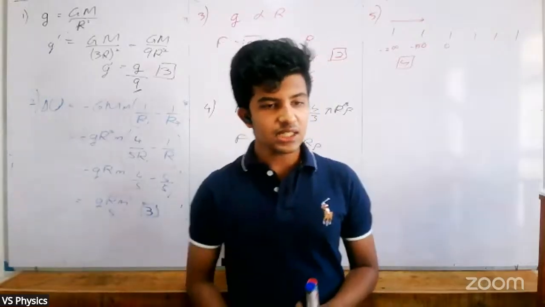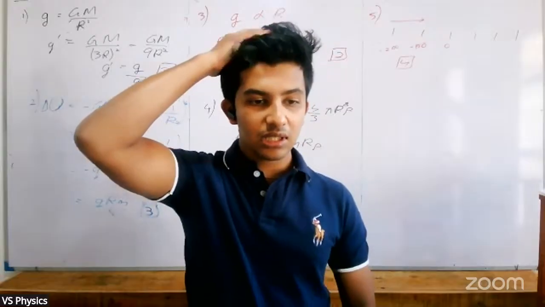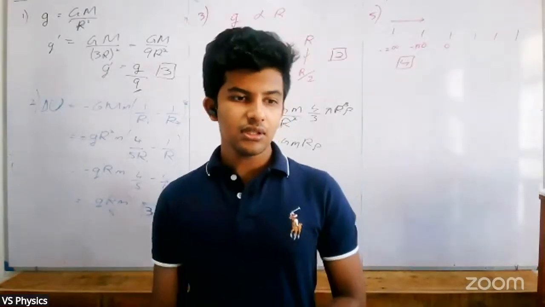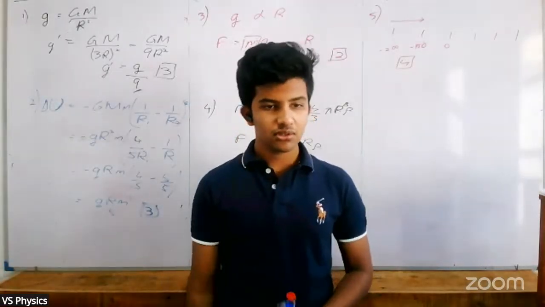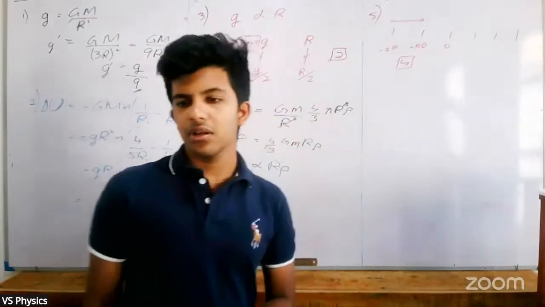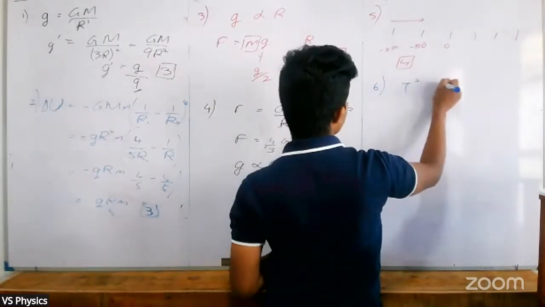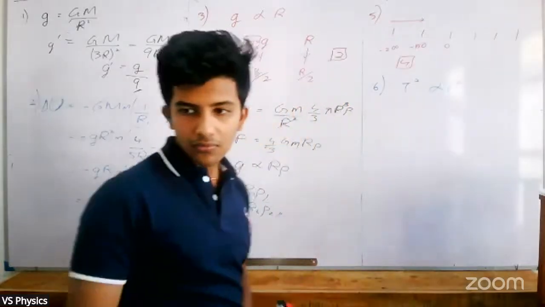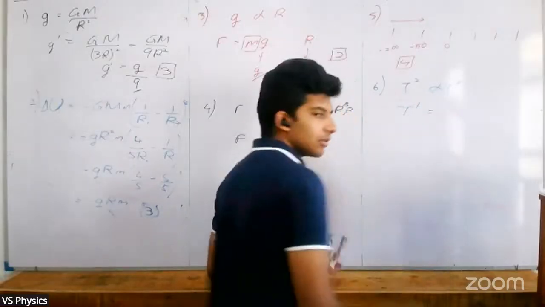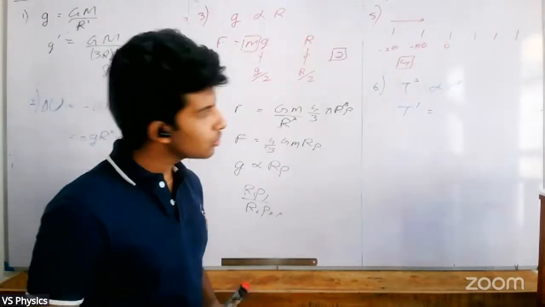A geostationary satellite is taken into another orbit. Its distance from the center of the Earth in the new orbit is 2 times that in the early orbit. The time period of revolution in the new orbit is? Can you remember our derivation of Kepler's law? In that we got T squared is proportional to r cubed. We want to use that here. We don't know the new time, but we know the second orbit is 2 times the early orbit.